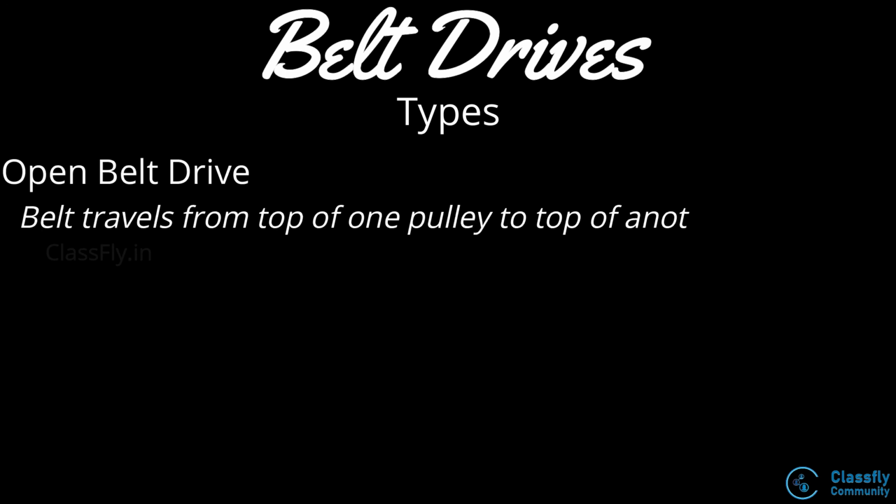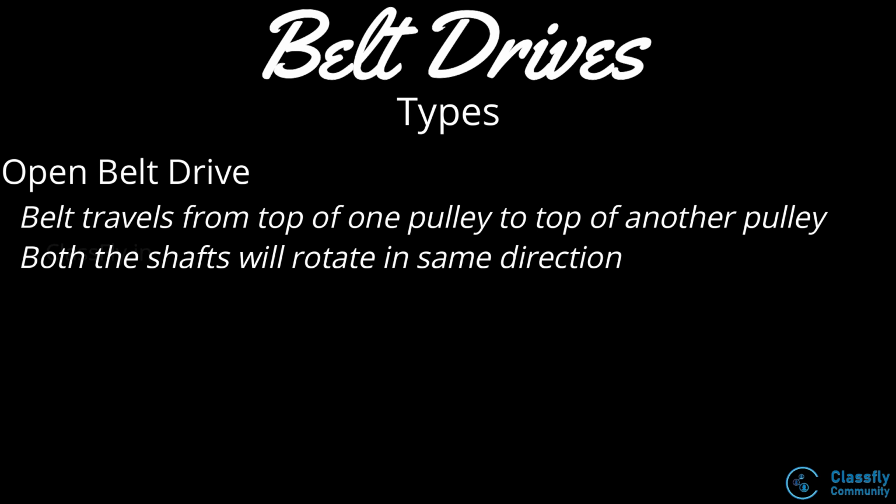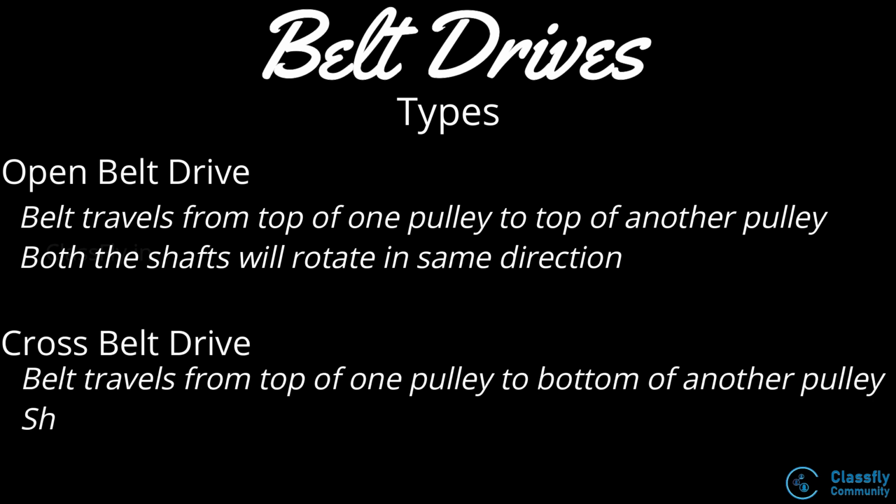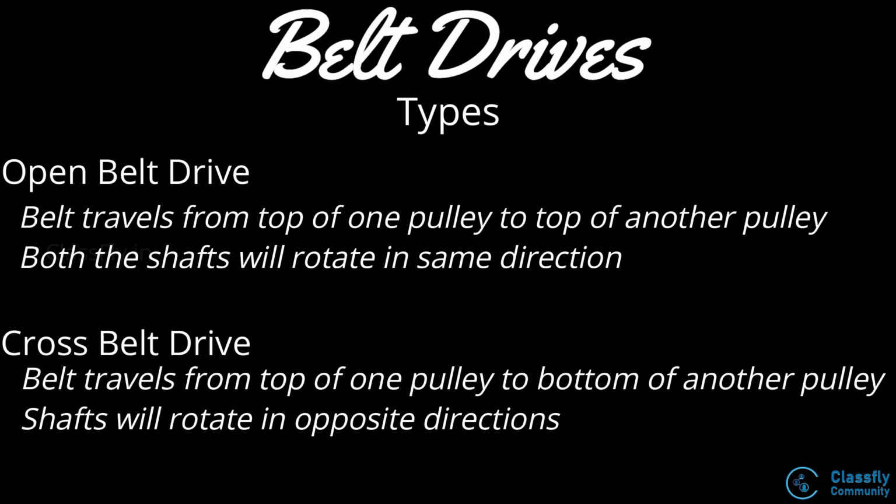Then we looked into the different types of belt drives, that is the open belt drive, in which the belt travels from the top of one pulley to the top of another pulley and both the shafts will be rotating in the same direction; and then the cross belt drive, in which the belt travels from the top of one pulley to the bottom of another pulley and hence the shafts will rotate in the opposite direction.